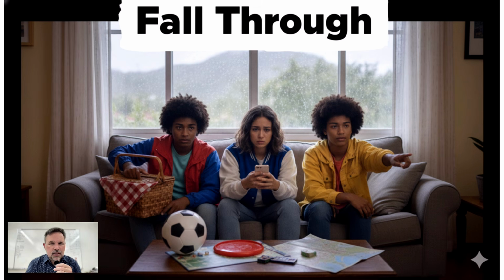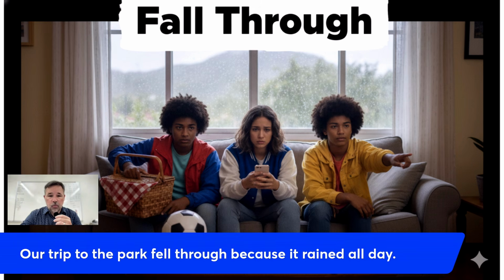Do you know what that is called in English? It's a frisbee. They also have a map. So maybe they were planning on going to a park somewhere kind of far away, have a picnic, play some frisbee, play some soccer, but their trip fell through. For some reason, their plans fell through. Here's a sentence. Our trip to the park fell through because it rained all day.